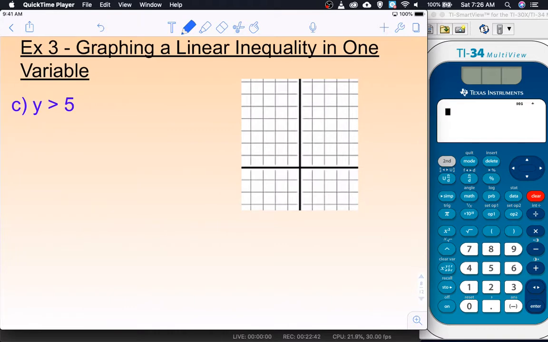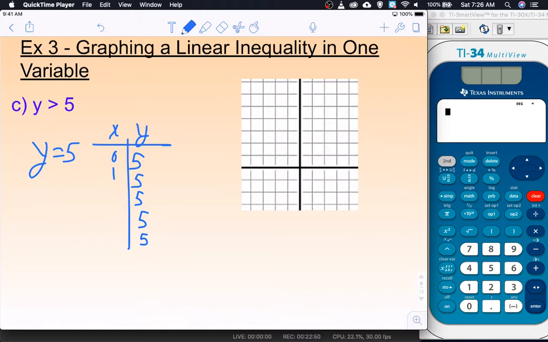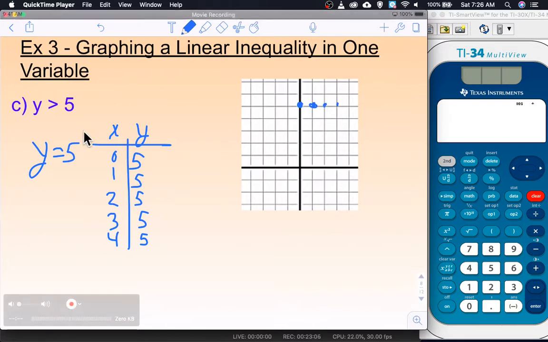All right, so I'm thinking about the line y equals 5. That would be x, y, all of my y values are 5. 0, 1, 2, 3, 4. That gives us 0, 1, 2, 3, 4, 5 is right there. 1, 5, 2, 5, 3, 5. And I have enough to see the pattern, to see the line.